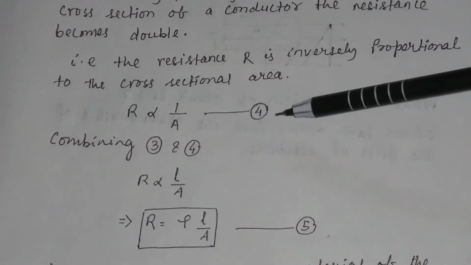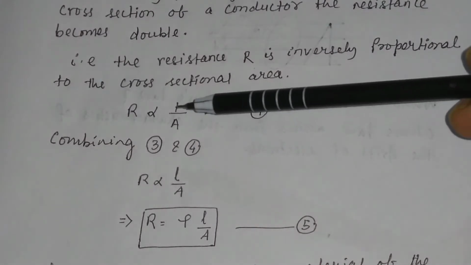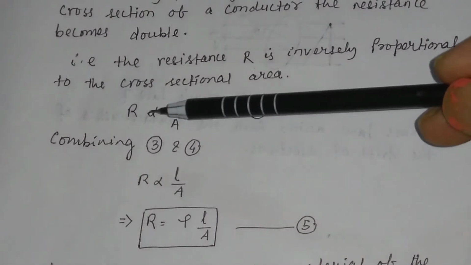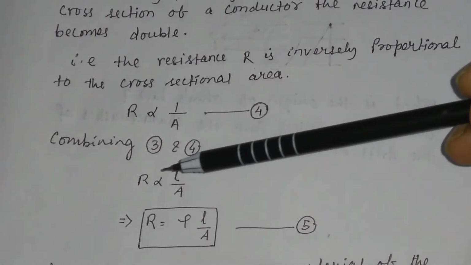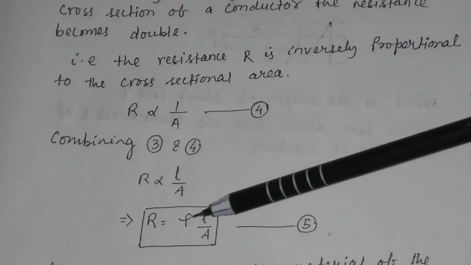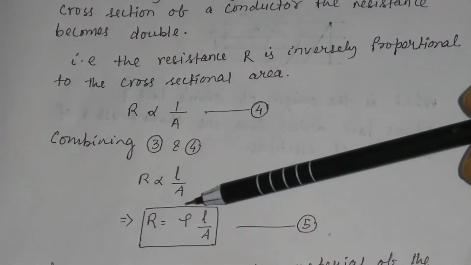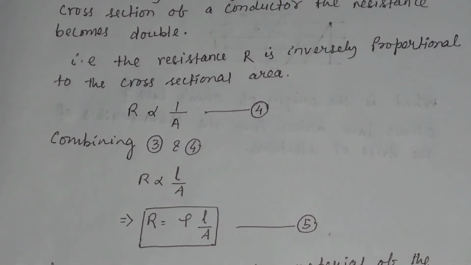So if we combine equations 3 and 4: in equation 3 we have got R proportional to L, and here we get R proportional to 1 by A. So by combining 3 and 4 we get R proportional to L by A. So R will be equal to a constant into L by A, and this constant is called rho, the resistivity of the material.